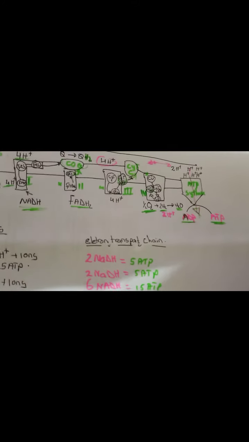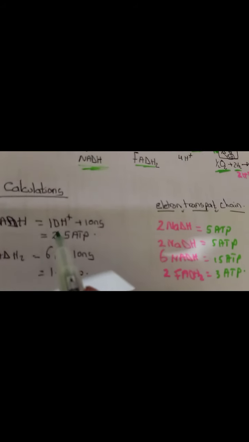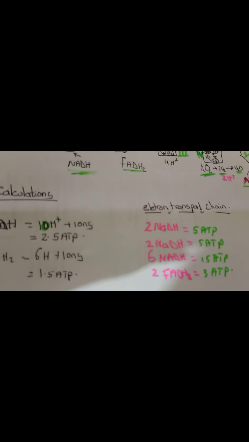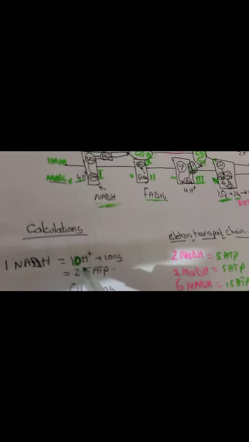We are now going to look at how we calculate the ATP produced from our Krebs cycle. As you see here, 1 NADH gives 10 hydrogens. As you see, 4 hydrogens, when they go through ATP synthase, produce 1 ATP. So if 1 NADH produces 10 hydrogens, we shall have 2.5 ATP produced per 1 NADH. 1 FADH2 produces 6 hydrogens, so that means we shall have 1.5 ATP produced.